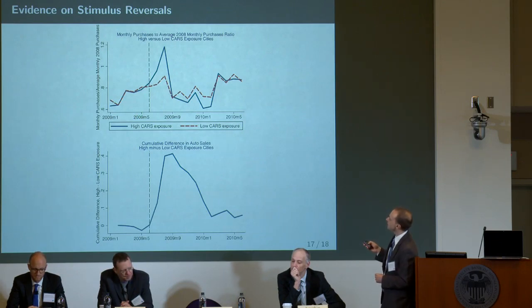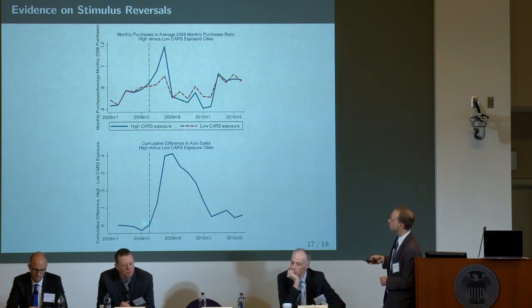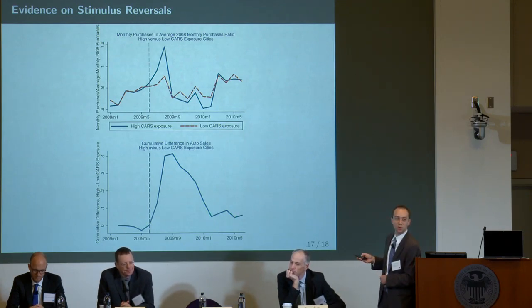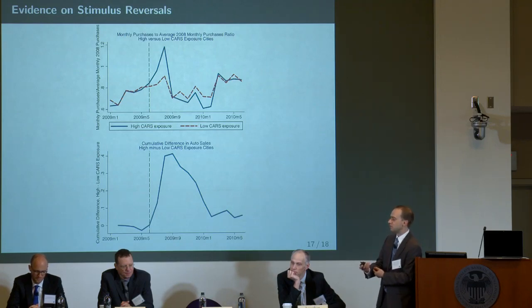And the key thing to note is that, yes, there's a boom in purchases in the exposed cities, but then it lags behind afterwards. And so in terms of the cumulative effect, after a few months, there's no cumulative effect. Okay? And so this really coincides with the workings of this lumpy durables model: you can accelerate purchases by giving some incentive for people to accelerate their purchases, but after a while, you're back where you started.